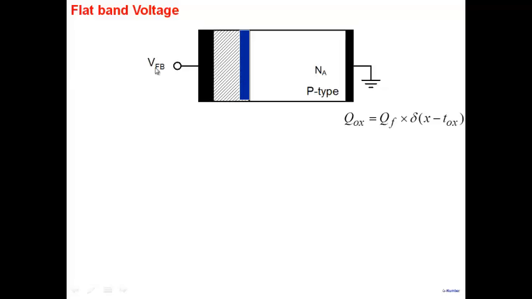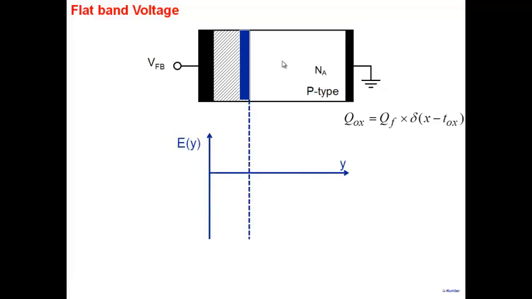So we are saying we want to calculate flatband voltage. What is the meaning of flatband voltage? It is the voltage that I need to apply here to make the bands flat inside the semiconductor. All right, so let's sketch the field here. I'm sketching the field at flatband voltage.